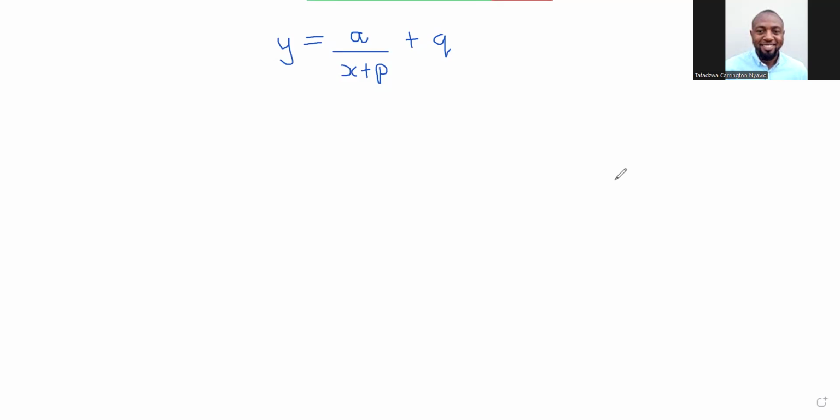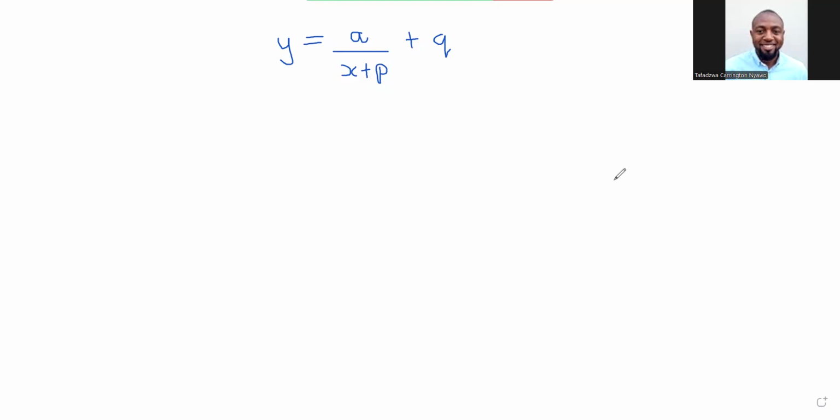Today we are going to teach you the golden rules for sketching hyperbolas of the form y equals a over x plus p, plus q. So I'm just going to touch on the golden rules that you need.